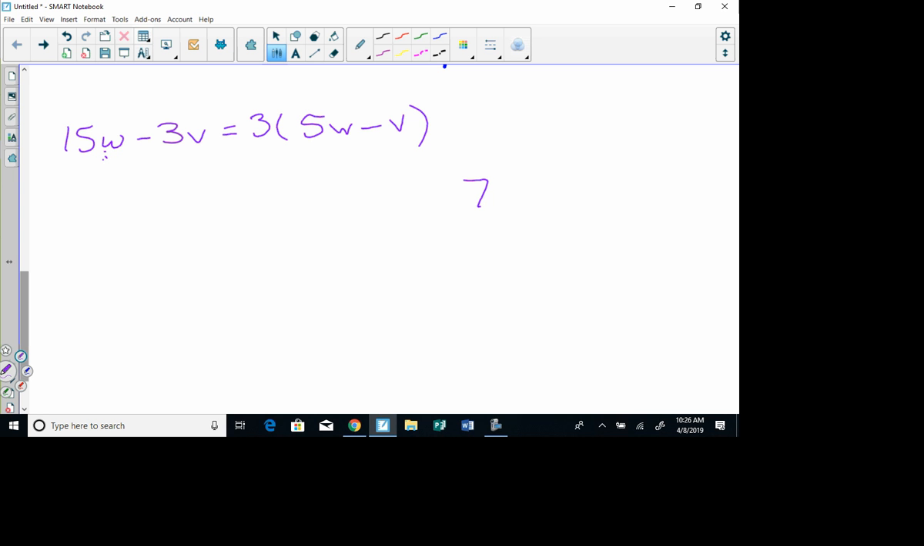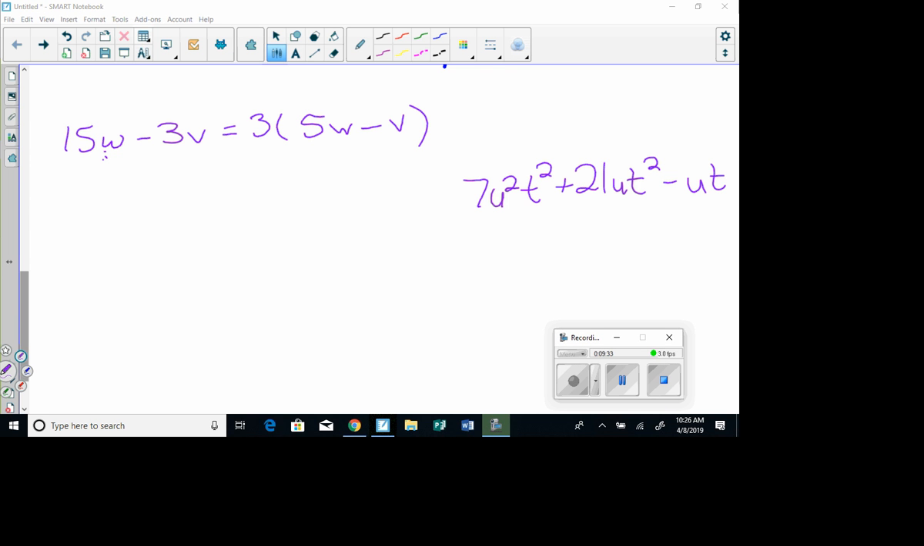7U squared T squared plus 21UT squared minus UT. Factor that using the distributive property. I'm going to pause this.